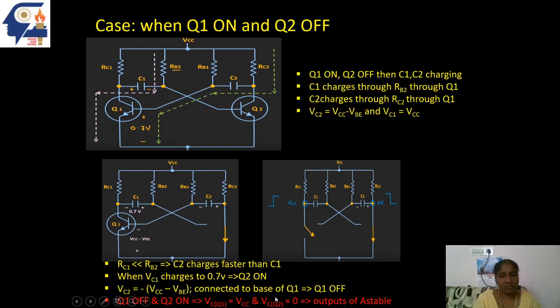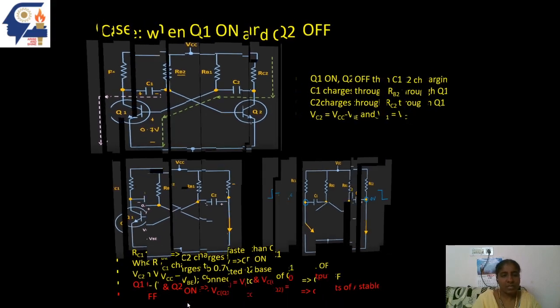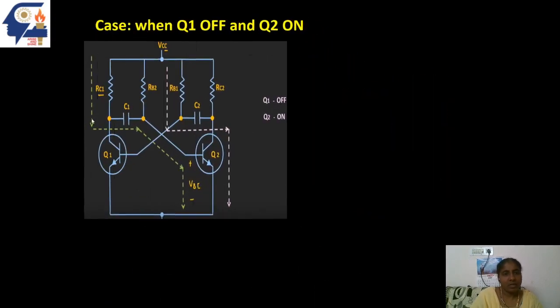Now our present situation is Q1 transistor off and Q2 transistor on. We will start with this situation. Whichever transistor is on, both the capacitors will try to charge in this direction. C1 capacitor will charge through the resistor RC1 and through the Q2 transistor. C2 capacitor will charge through the resistor RB1 and through the Q2 transistor.